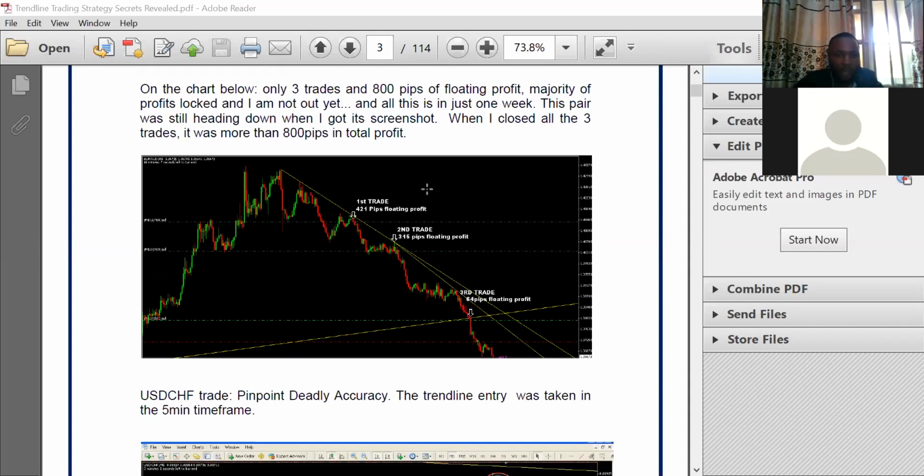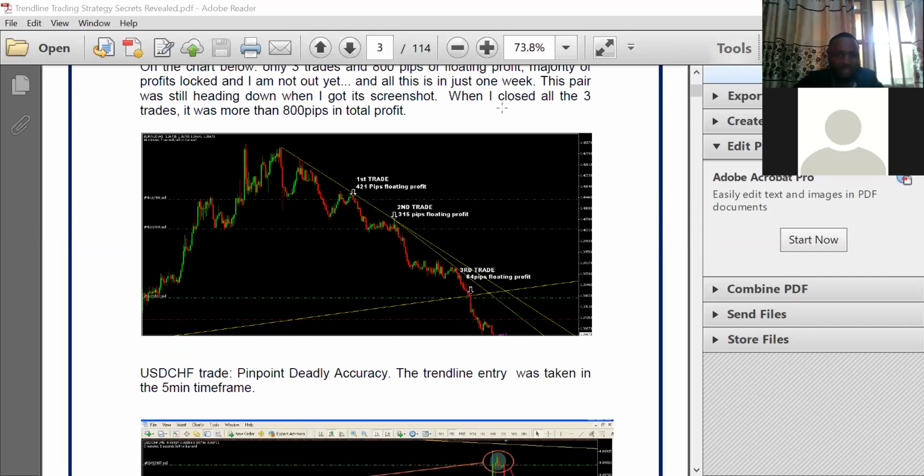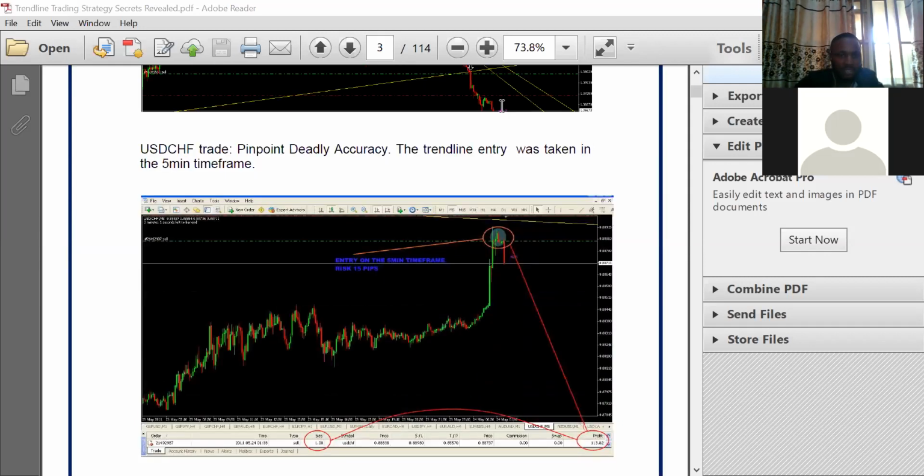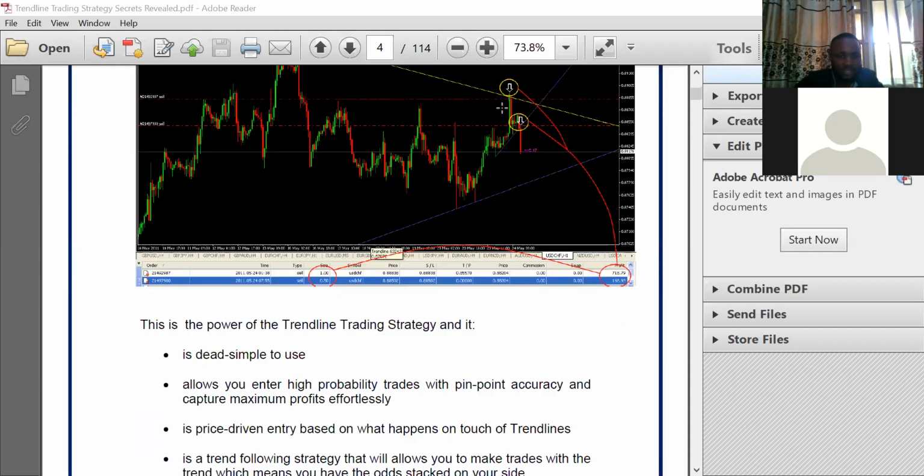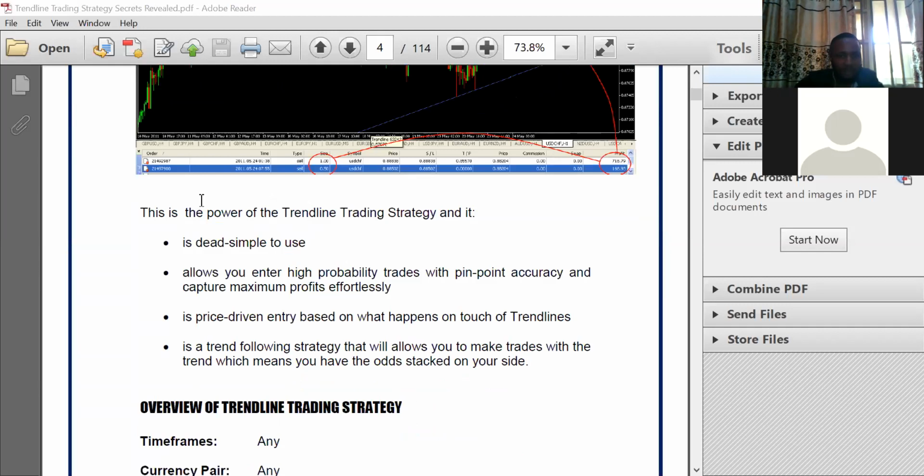I will show some example here. It said only 3 trades on priority. Don't need that. Don't need that. Okay.